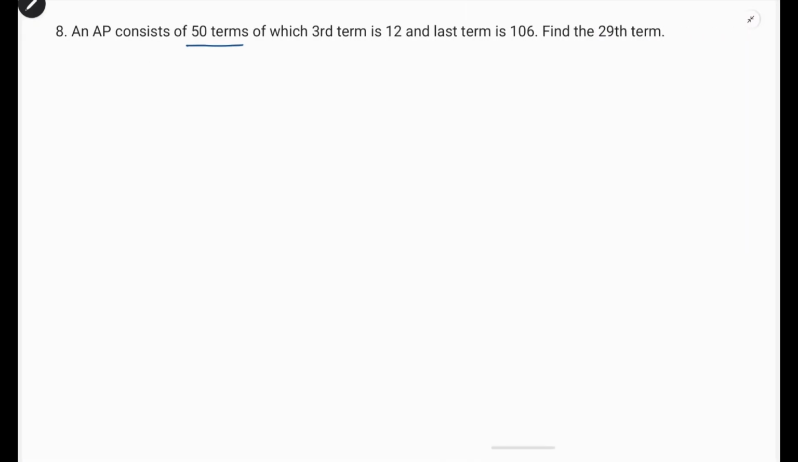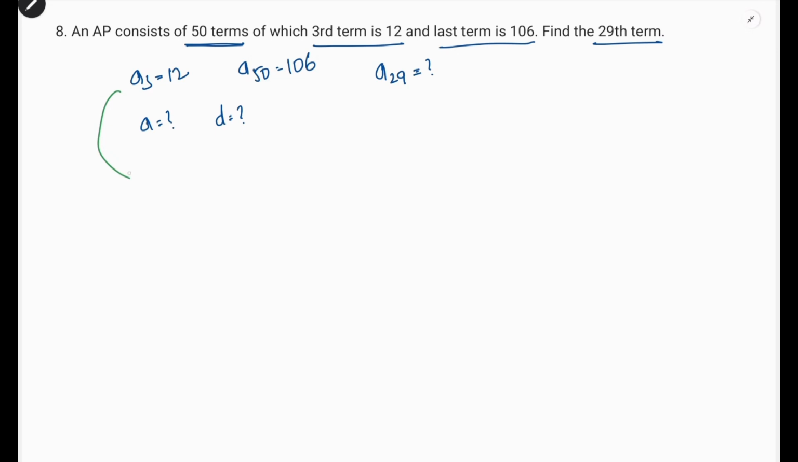An AP consists of 50 terms, of which the third term is 12. So A3, the third term, is 12, and the last term is 106. What is the last term? 50 terms are there, so the 50th term A50 is equal to 106. We have to find the 29th term, A29. We don't know the first term, and we don't know the common difference. From here the third term is 12, n is equal to 3, and from here the 50th term is 106, n is equal to 50.